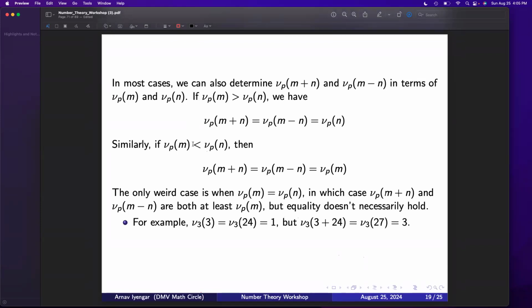And if they're equal, the vp of m plus n has to be at least vp of m, but we can't tell if equality holds. An example is v3 of 3 plus 24, which is going to be 3, but v3 of 3 and v3 of 24 are both equal to 1.